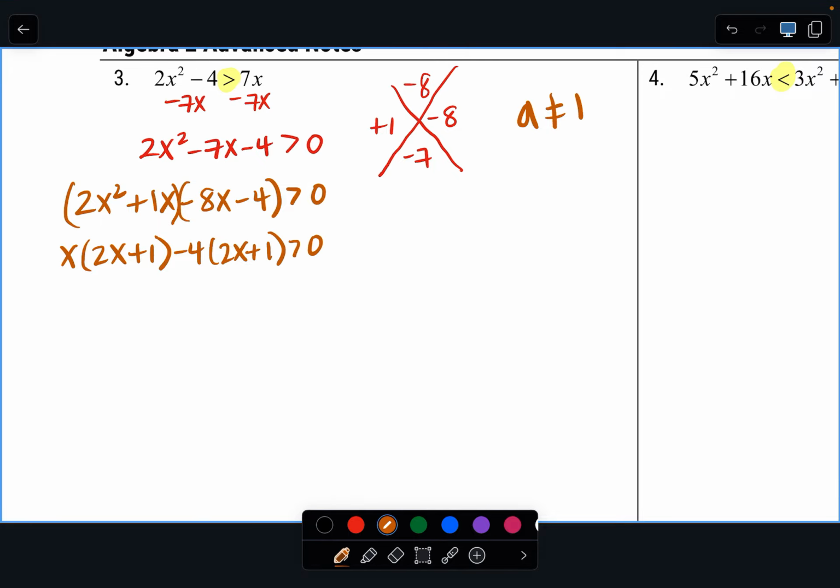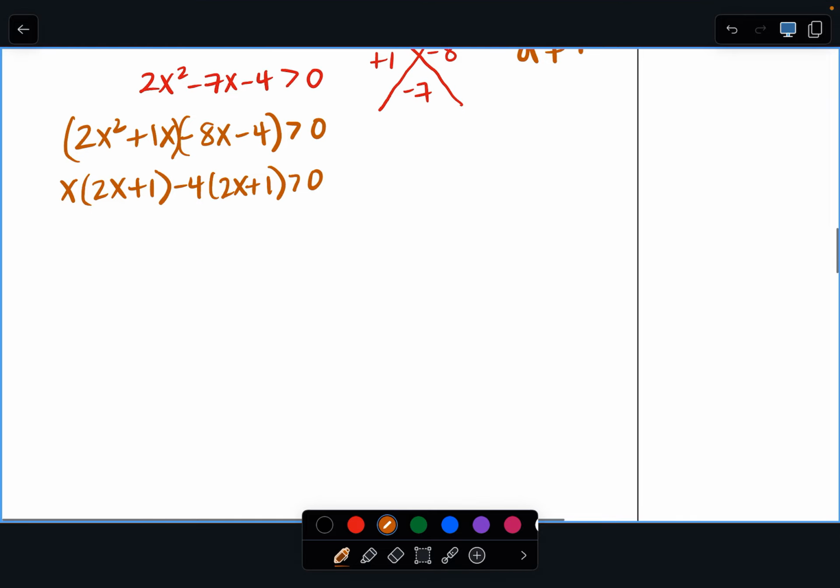The whole goal of 4-term grouping is that your parentheses look exactly the same. So I have a 2x plus 1 and a 2x plus 1. That means my first factor is 2x plus 1. And my second factor is going to come from the GCFs that I pulled out. I pulled out an x and a negative 4. So I'm going to have x minus 4 greater than 0.